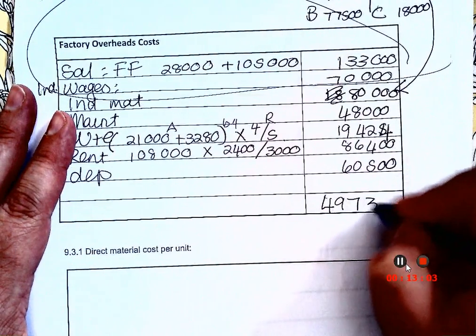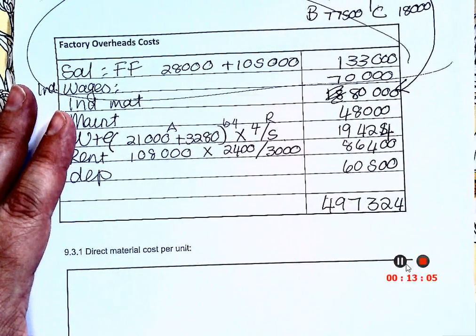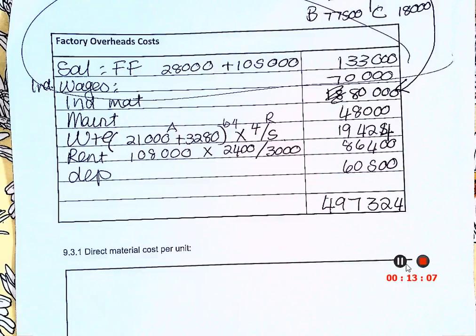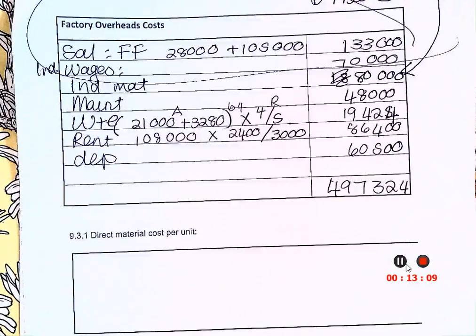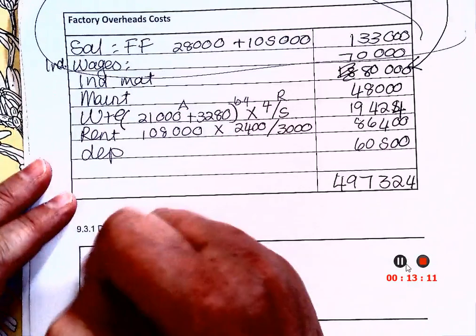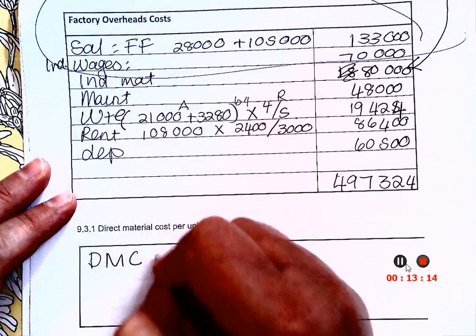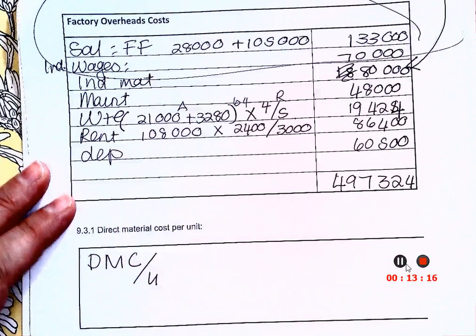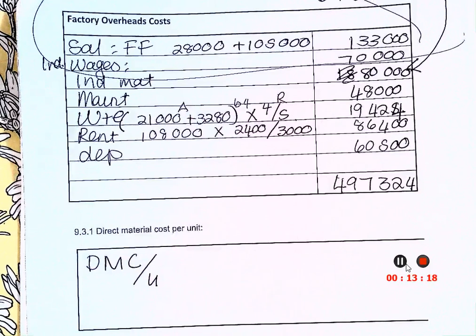497,324. Okay, direct material cost per unit. So I'm going to write it like this. Direct material cost per unit. Okay. Is it already a next thing? Yeah.